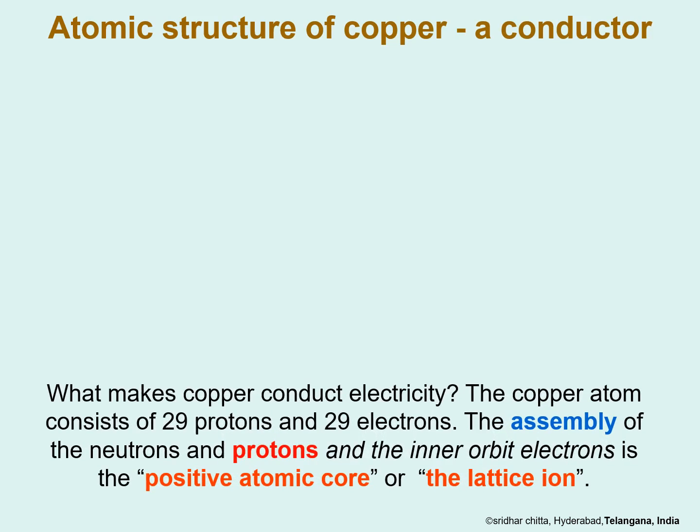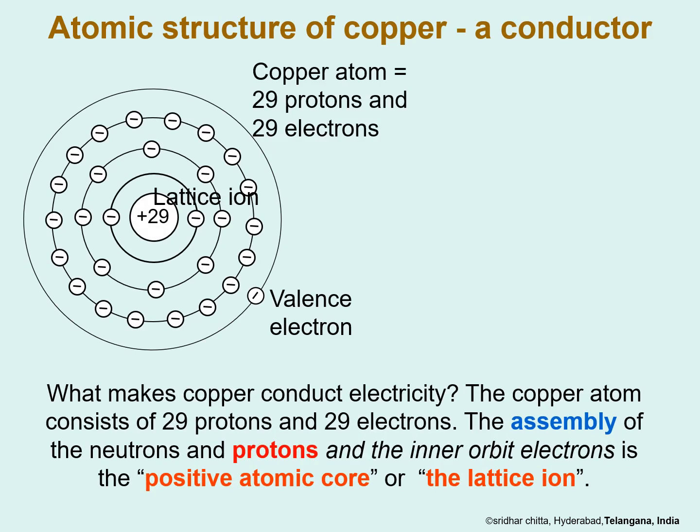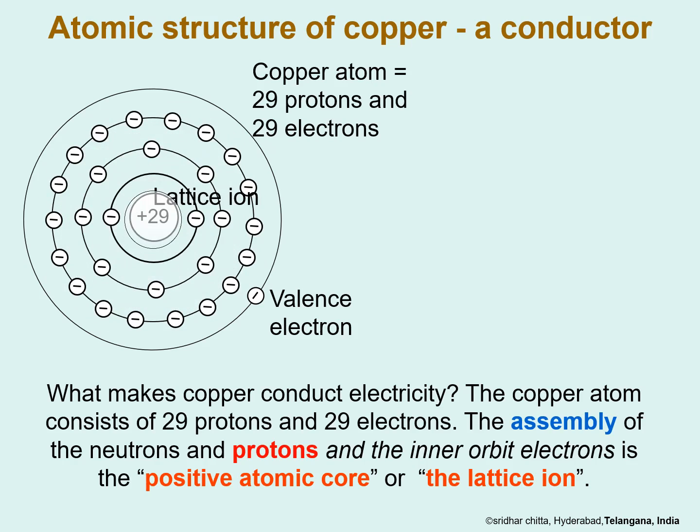Atomic structure of copper, a conductor. What makes copper conduct electricity? The copper atom consists of 29 protons and 29 electrons. The assembly of the neutrons and protons and the inner orbit electrons is the positive atomic core, or the lattice ion.